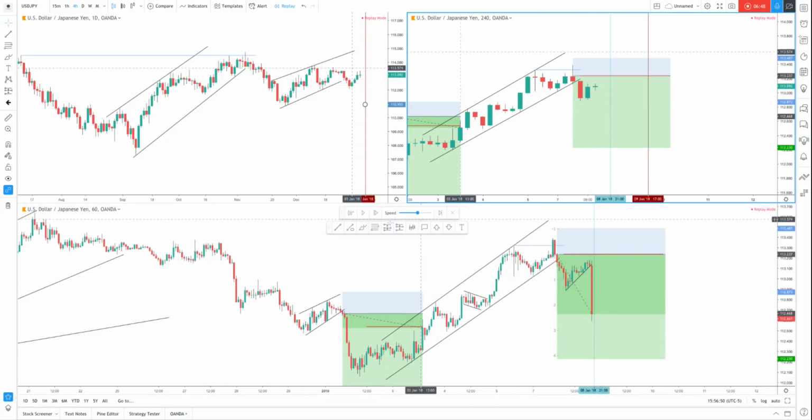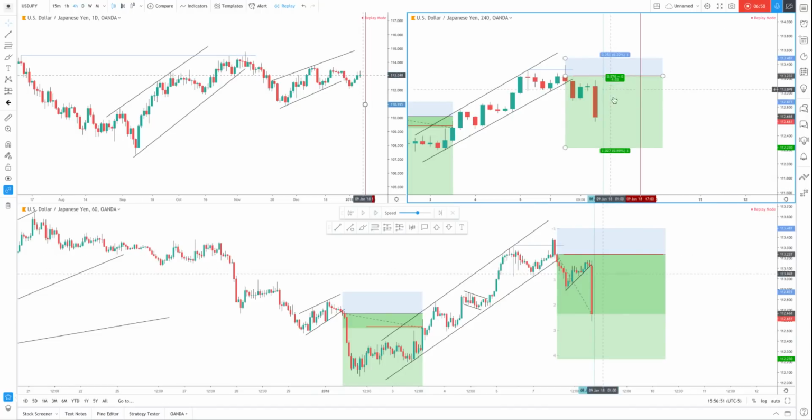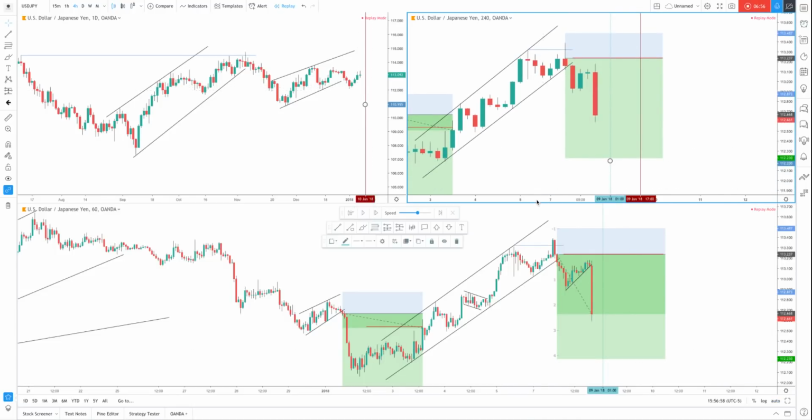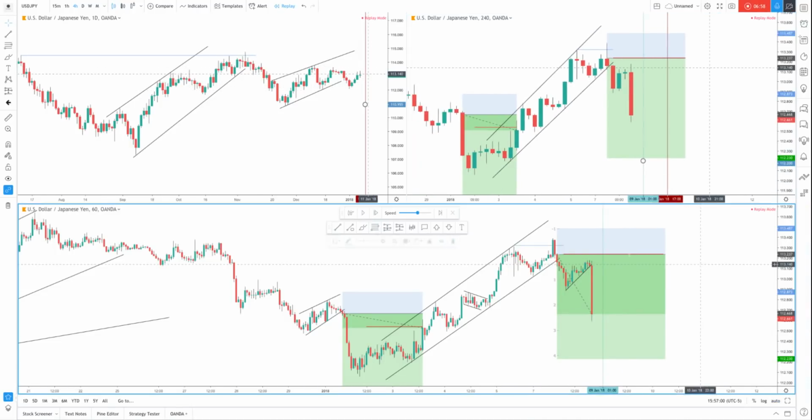So we can just move the 4-hour one more forward. We'll see that really nice impulsive candle. Again, just move that forward. Let's scale that so we can take a look at the bigger picture. And away we go again on the 1-hour.